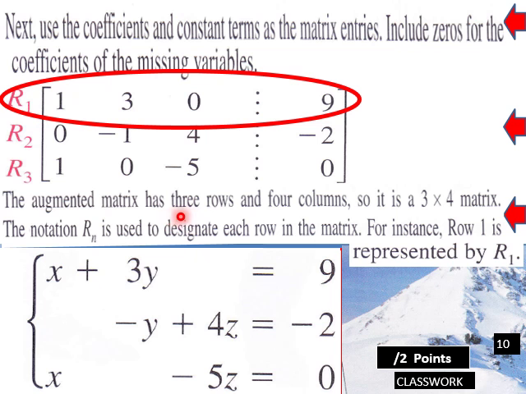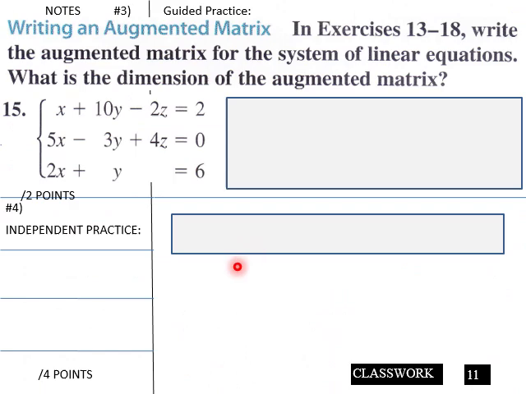The augmented matrix has 3 rows and 4 columns, so it is a 3 by 4 matrix. The notation R subscript n is used to designate each row in the matrix, row 1, 2, and 3. For instance, row 1 is represented by R1, R subscript 1.